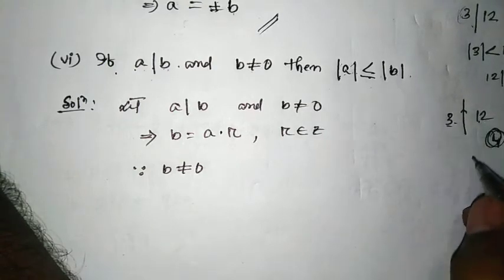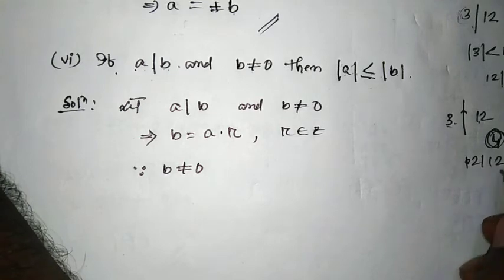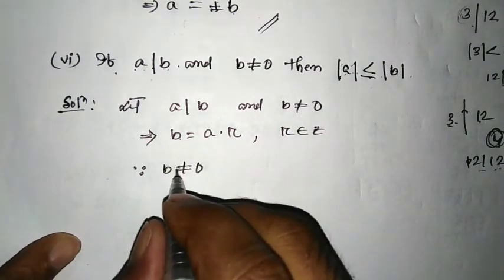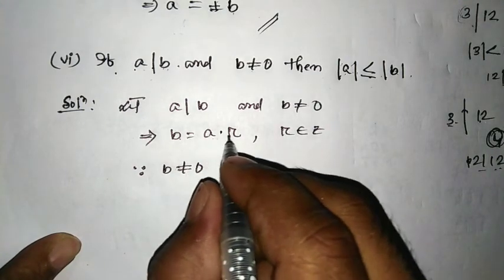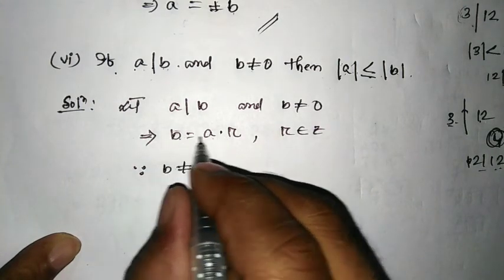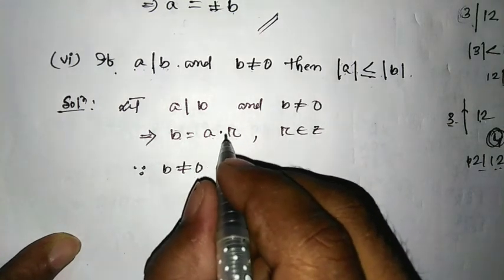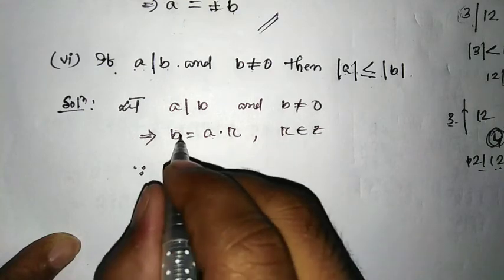B is not equal to 0 means what? B has some positive values. Suppose 12 and here 3. So if 3 divides 12, then we get 4, which is also not 0. It may be, and 12 divided by 12 is also correct, which is also not 0.